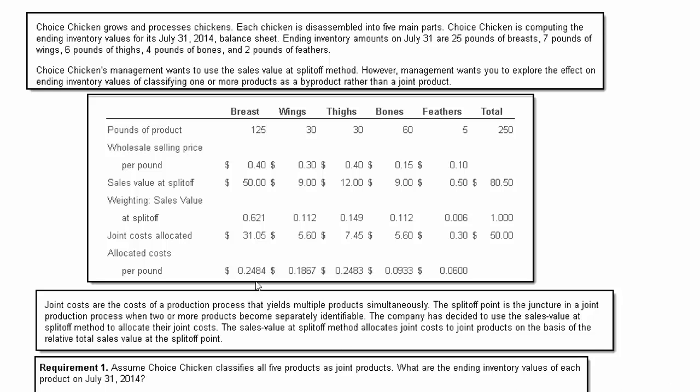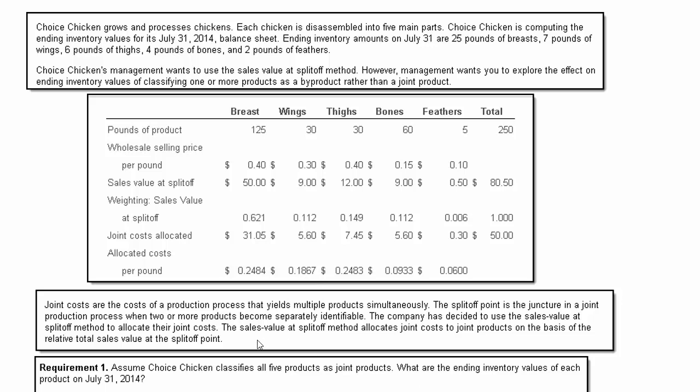Okay, the allocated cost per pound is calculated by taking the joint cost allocated and dividing it by the pounds of product. So $31.05 of joint cost allocated divided by 125 pounds gives you an allocated cost per pound for breast. And then we do the same thing with wings, thighs, and bones. So 560 divided by 30 gets you 18.67 cents as your allocated cost per pound. I just wanted to explain how that number is getting derived.